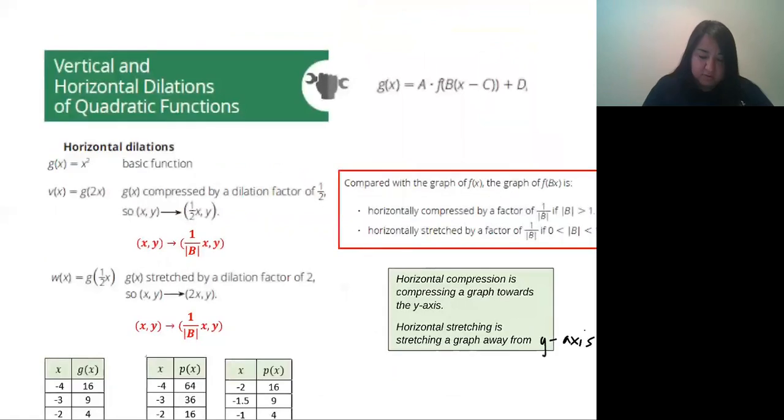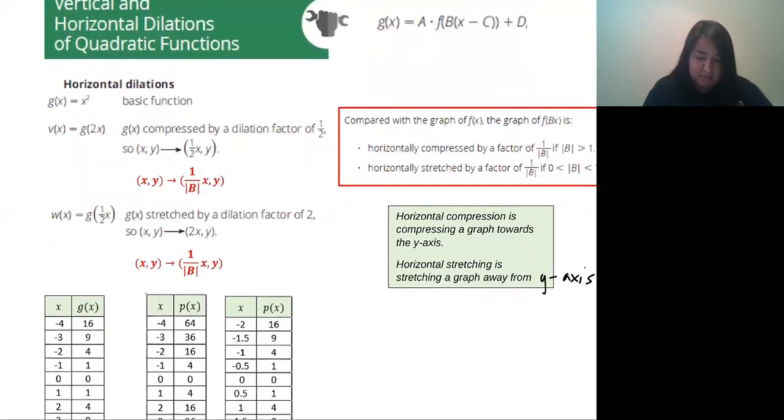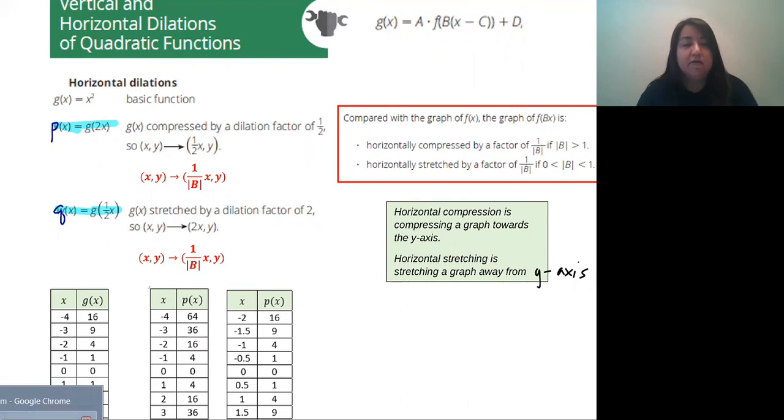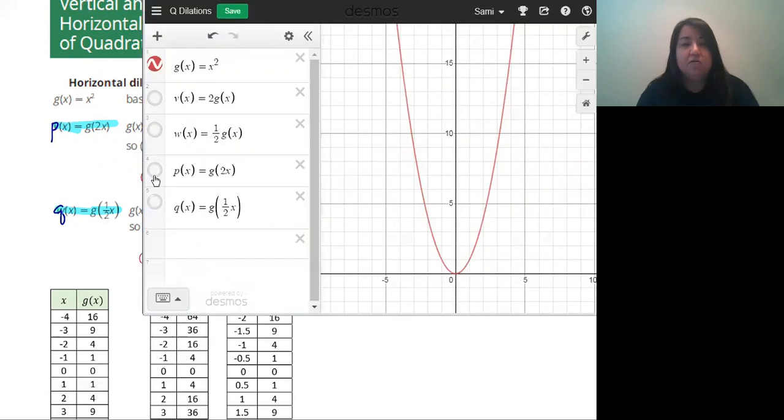So horizontally, what's happening when I multiply by 2 and 1/2 as well? But now this time, it's happening inside the argument. And I'm actually going to change that. I don't like using the same letters for the functions again. I'm going to call this P and Q. Okay, so now let's see what happens graphically. When I multiply the argument, or the x inside, by 2, what's happening?